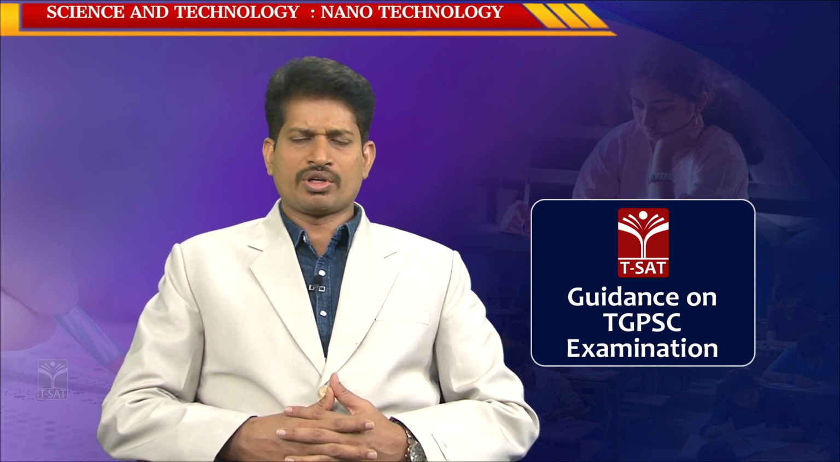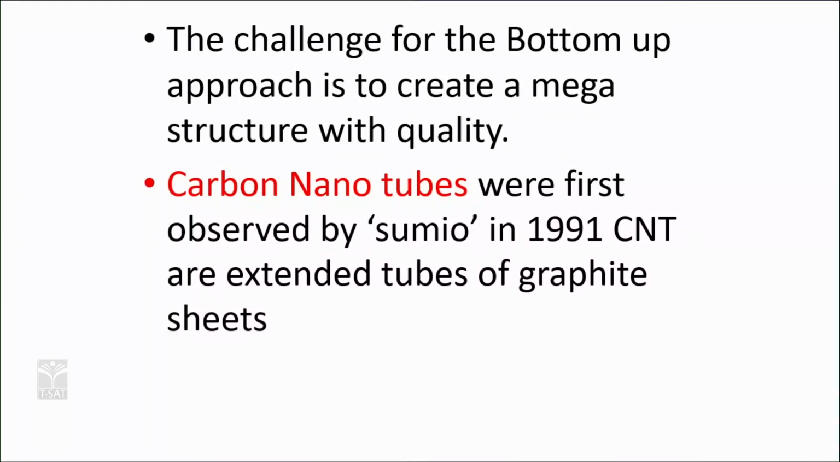Another classic example of application of nanotechnology is carbon nanotubes, first observed by Iijima in 1991. CNT means carbon nanotubes, which are extended tubes of graphite sheets. So, carbon nanotubes are being made with graphite.